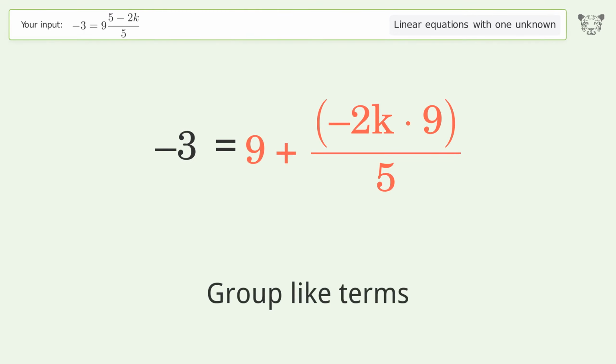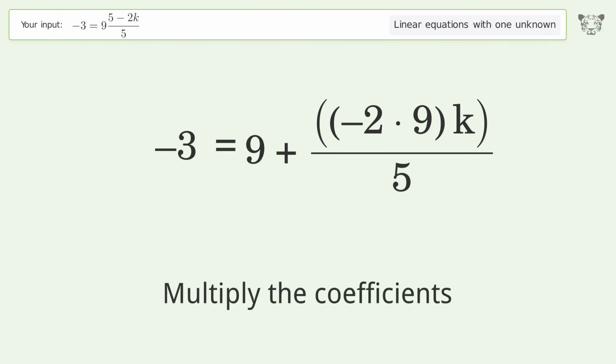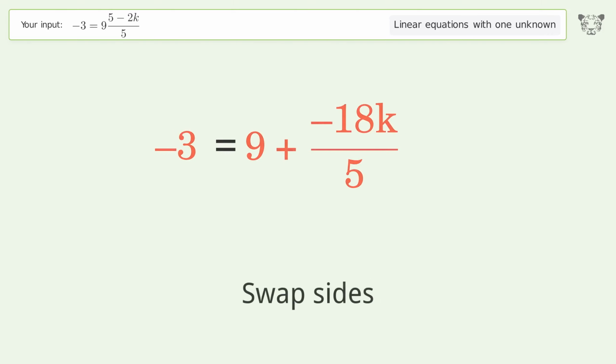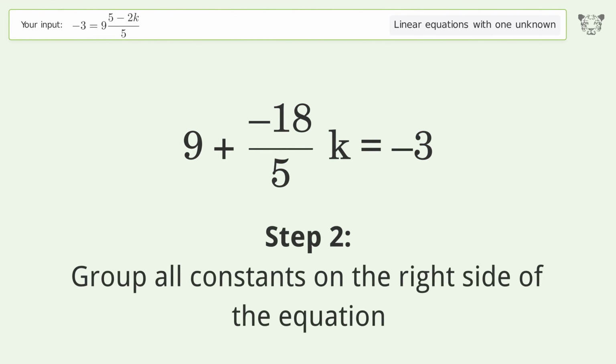Group like terms. Multiply the coefficients. Swap sides. Group all constants on the right side of the equation.